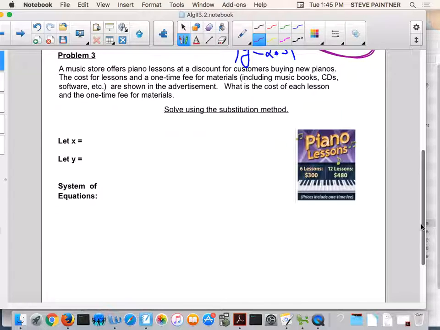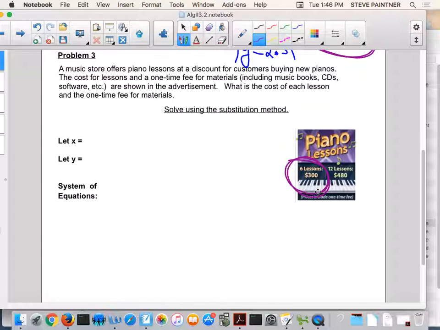Are you listening? Piano lessons at a discount for customers buying a new piano. The cost for lessons and a one-time fee for materials, music, books, CD, software, etc., are shown in the advertisement over there. So this advertisement says you get what? 6 lessons for $300. Is that true? Plus the price of a piano.